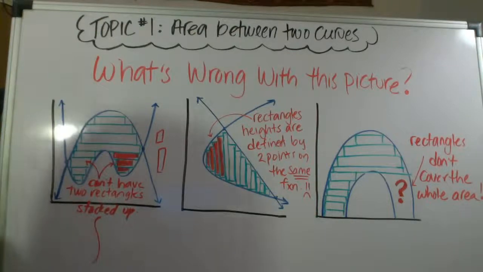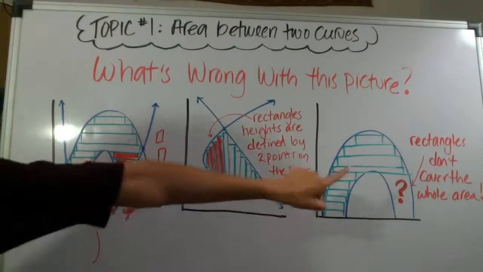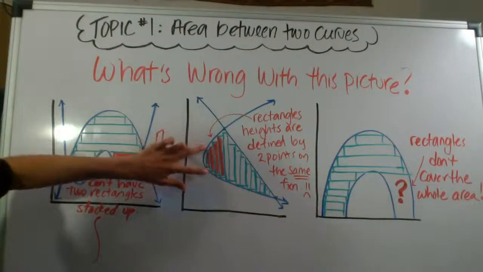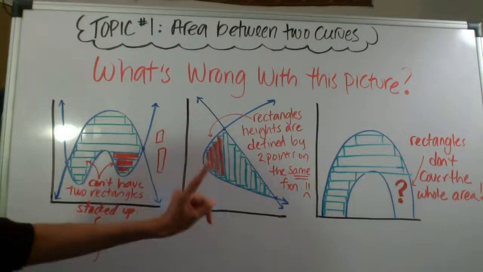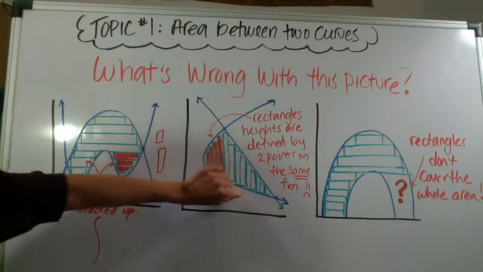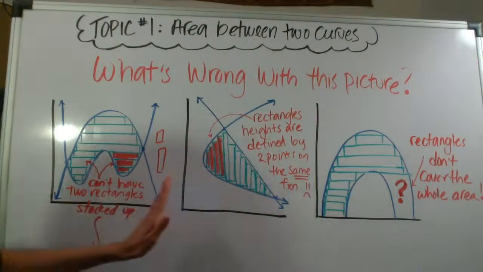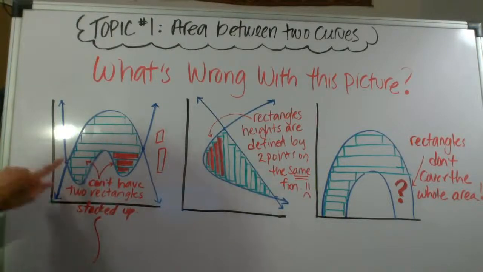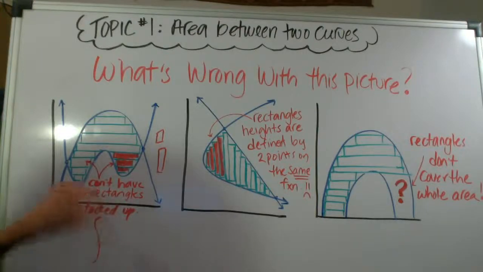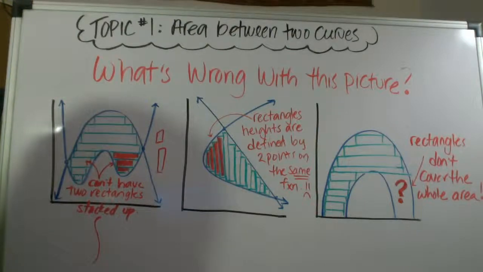Okay, so 3 things to watch out for. Make sure your rectangles cover all the area, make sure your rectangles don't have 2 edges on the same function, and that all of your rectangles are designed to go from one function to the other in the same way. And then finally, when you draw your rectangles, you should never have overlapping rectangles in order to try and fill the area. So how do you actually avoid these mistakes in practice?